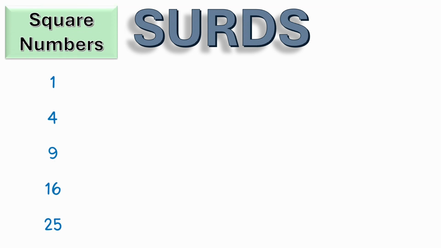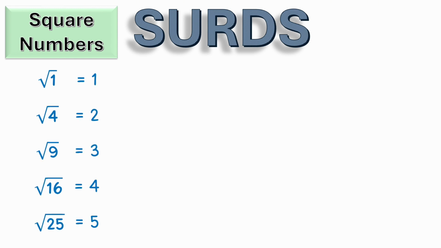Today we're going to learn about surds. To understand surds, let's start with square numbers. Square numbers are special because when you square root them you get a whole number. But if we take the square root of numbers that aren't square numbers, we end up with surds.